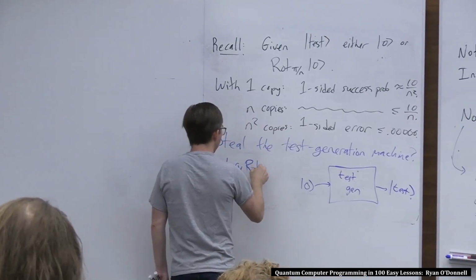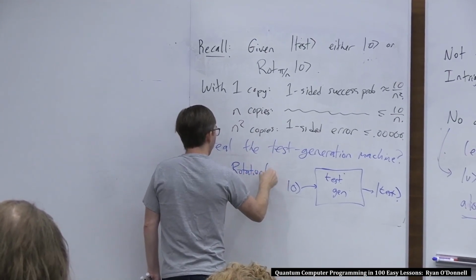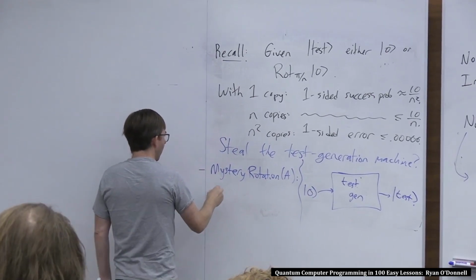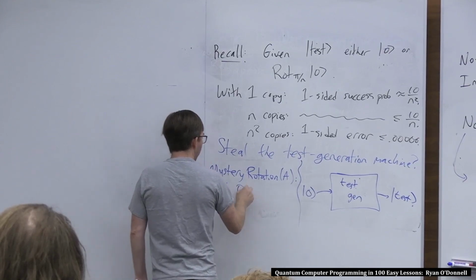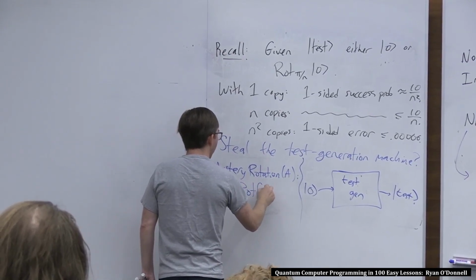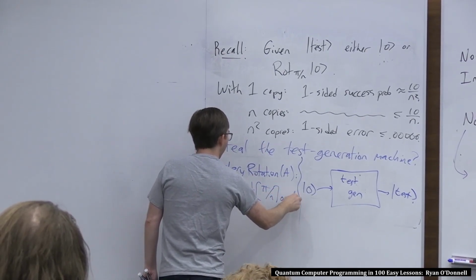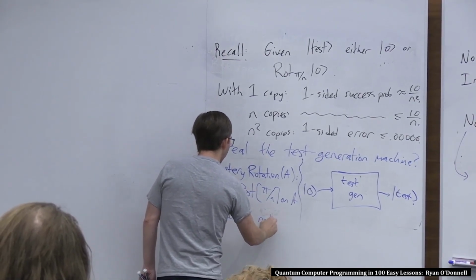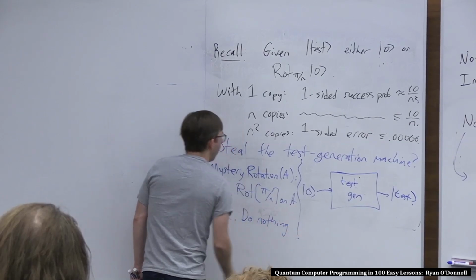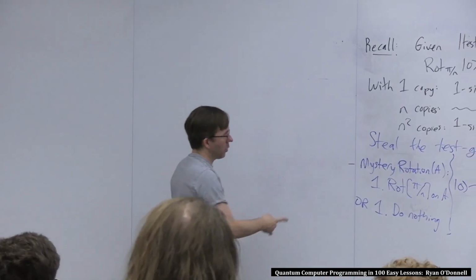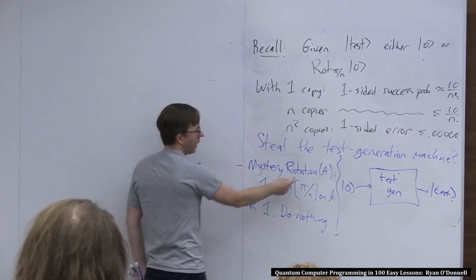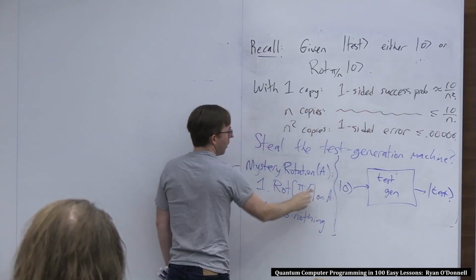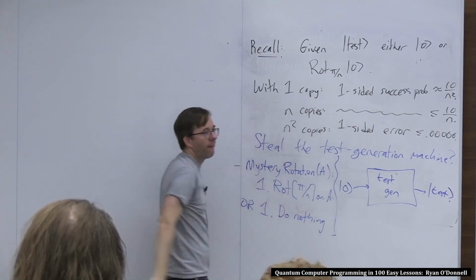and their source code is basically an algorithm that you might call mystery rotation on A. You know that the algorithm is either this, rotate by pi over n on A, or this, do nothing. These are effectively the two possibilities for what the test generation is doing. It's either taking in a qubit and doing nothing so it comes out 0, or it's taking a qubit, rotating it a little bit, and it comes out this.